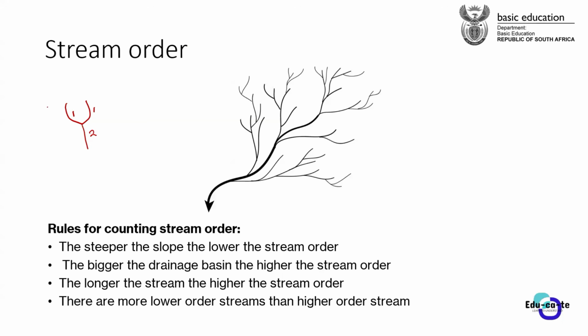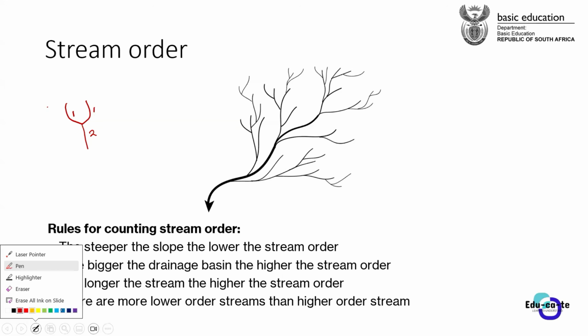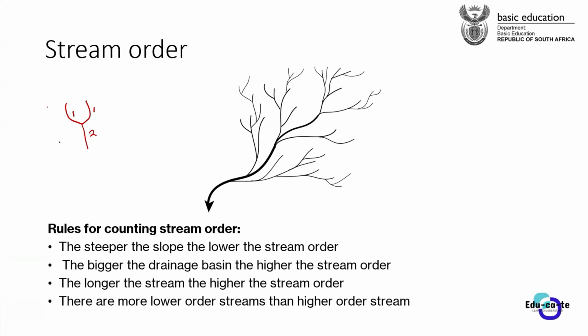So the second order, the 2 there, it simply means that this is a stream that is a combination of 2 other streams. You get the sense? When I say that stream here, I'm going to give it the label 2 because it is a combination of 2 streams.